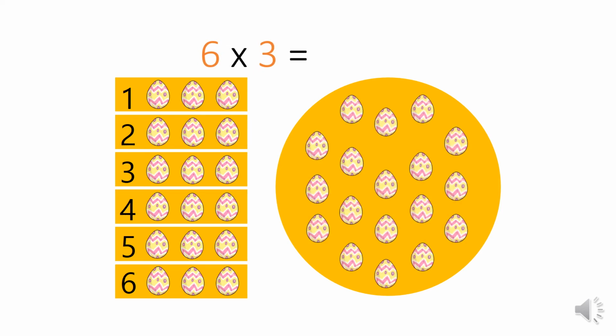Oh, and here are all my Easter eggs scattered around. They're very hard to work out the amount. Using my array, I can count them in threes to work out the amount. 3, 6, 9, 12, 15, 18. I've got 18 Easter eggs in total.